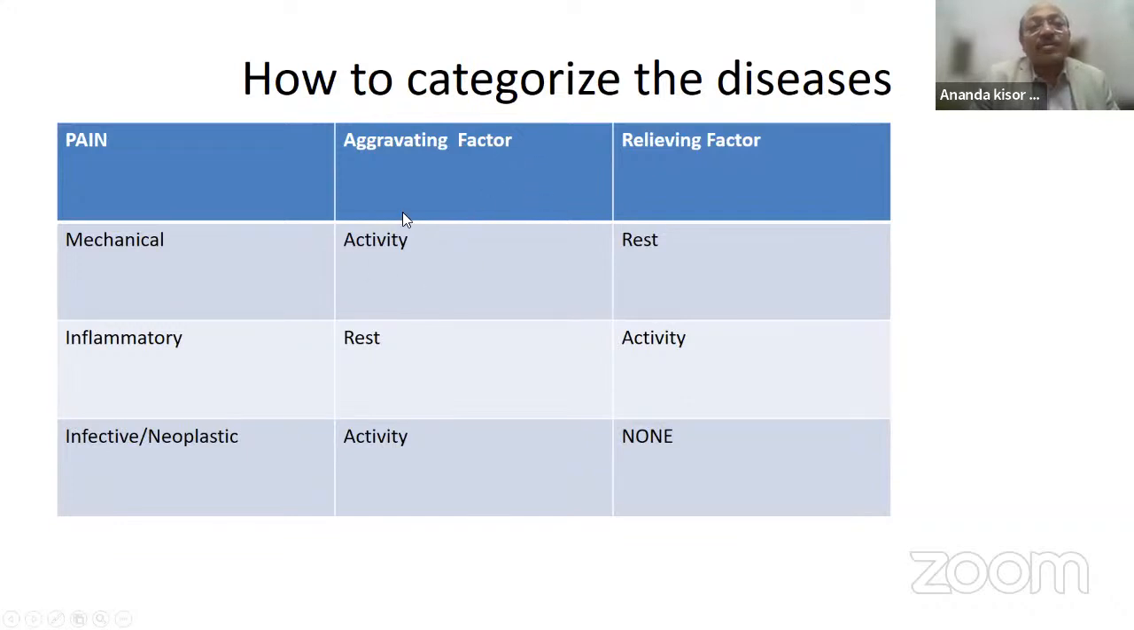If the aggravating factor is activity and the relieving factor is rest, it is mechanical. Just the opposite, if the aggravating factor is rest and the relieving factor is activity, it is inflammatory. Whereas in infective or neoplastic, as the cause is always present, there is no relief at all. Activity can aggravate the disease and the pain, whereas there is no relieving factor. So that is the infective neoplastic nature.